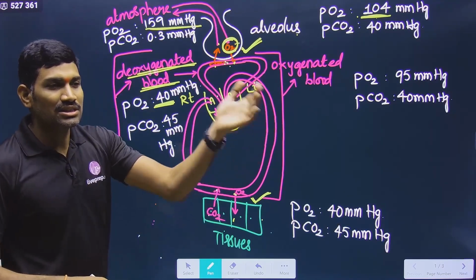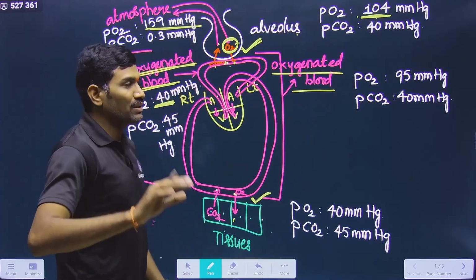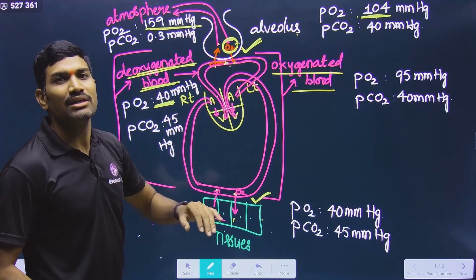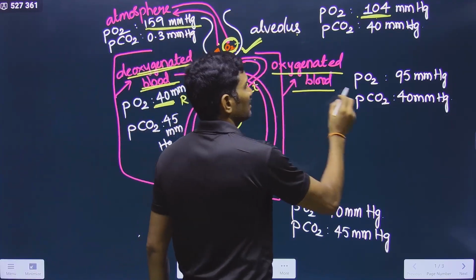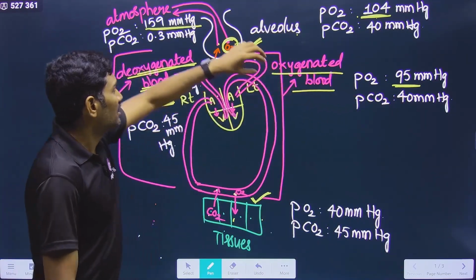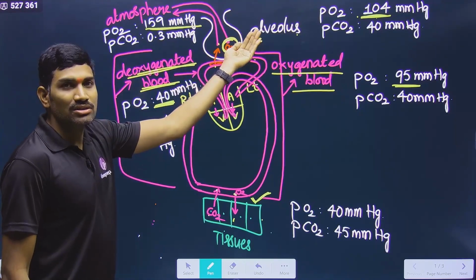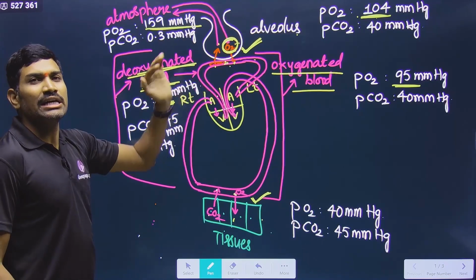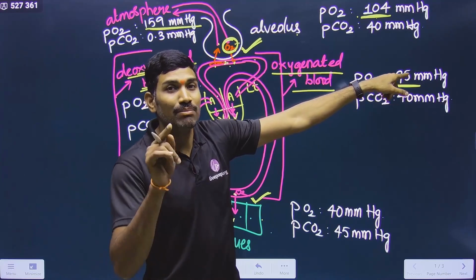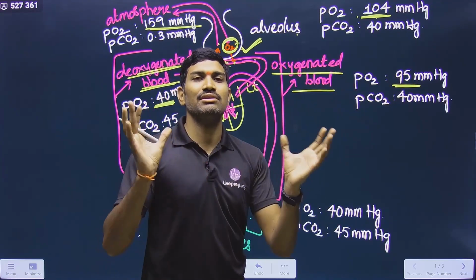As oxygen keeps entering, it is now called oxygenated blood. Please understand there should be some equilibrium between these two. So it keeps on coming, until within this you get 95 mm of mercury. Please understand all these things. Here it is 104. In the deoxygenated blood, it is 40 mm mercury. So oxygen from the alveolus keeps coming into deoxygenated blood until the partial pressure of oxygen in the blood capillary is 95 mm mercury. Please remember this. These alveoli are surrounded with blood capillaries.